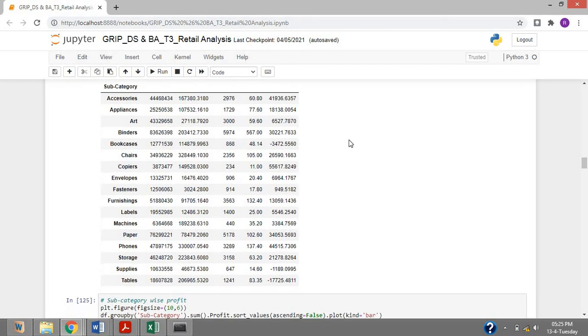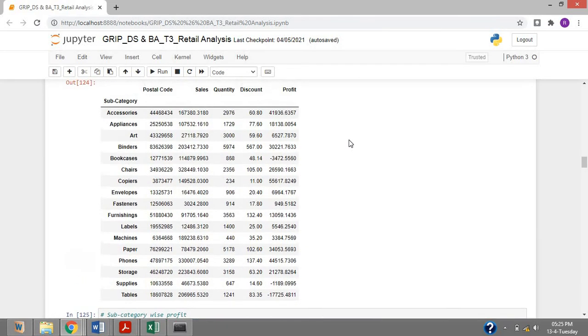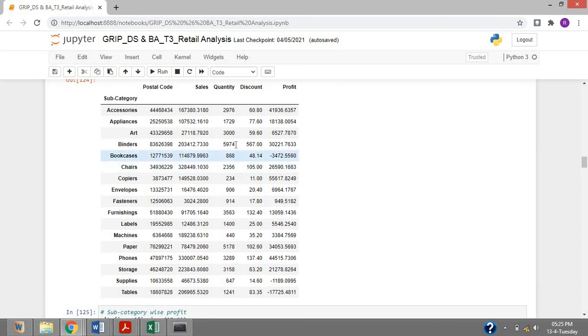So for easy interpretation of this, we will plot the profit of each subcategory, but using the table only we will be able to find that for whichever subcategory the accumulated profit is having a negative value, that has resulted in loss. For example, here it is the bookcases, followed by supplies and tables.